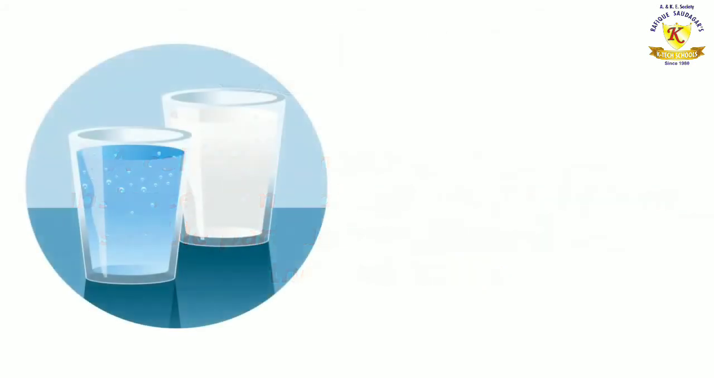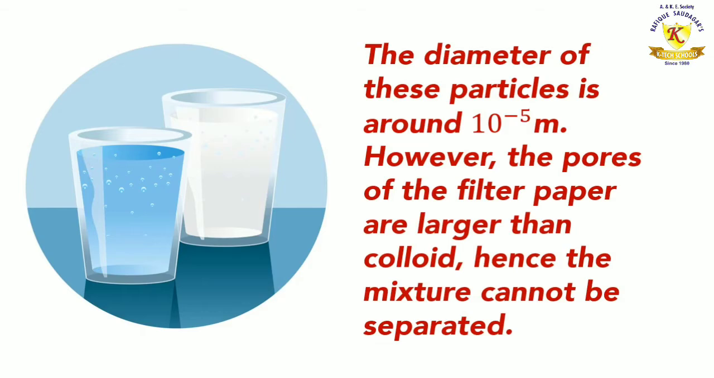Let's see an example. Here we have a mixture of water and milk. The diameter of these particles is around 10 raised to minus 5 meter. However, the pores of the filter paper are larger than the colloid particles. Hence, the mixture cannot be separated. Are you getting me, children, what I am trying to explain to you? Good. Let's move ahead.